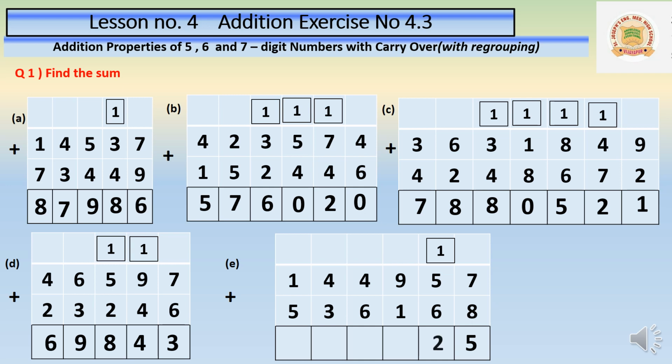1 plus 5 is 6. 6 plus 6 is 12. 2 will be in the 10th place. 1 will be carried to the 100th place. 1 plus 9 is 10. 10 plus 1 is 11. 1 will be written in the 100th place. 1 will be carried to the 1000th place. 1 plus 4 is 5. 5 plus 6 is 11. 1 will be written in the 1000th place. Again, one more carry will go to the next place.